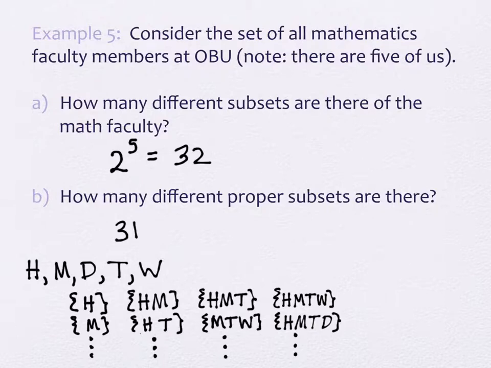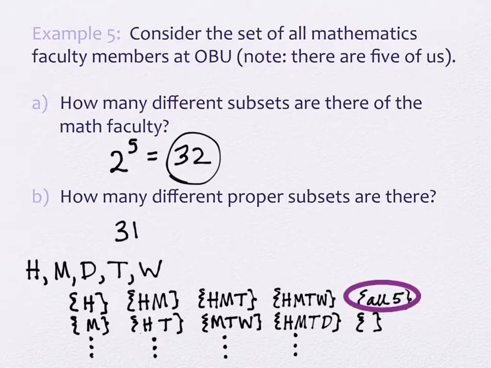What else could I have? I could have all 5 of us. And there's one more that I could have. Do you know what it is? None of us. There's one subset. Again, not a very exciting one, but it's empty. It's the null set. So what that theorem told me is that if I were to list them all out, I would have to list 32 different subsets to get them all. And one of them, this one right here, would be a non-proper subset. 31 of them would be proper subsets.